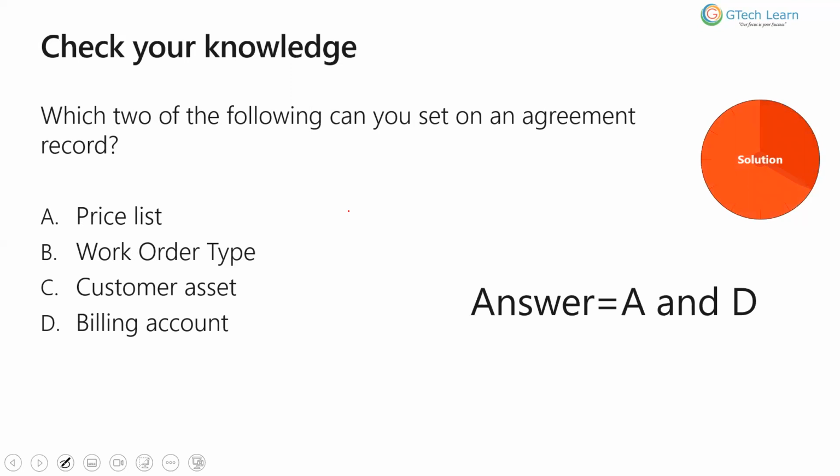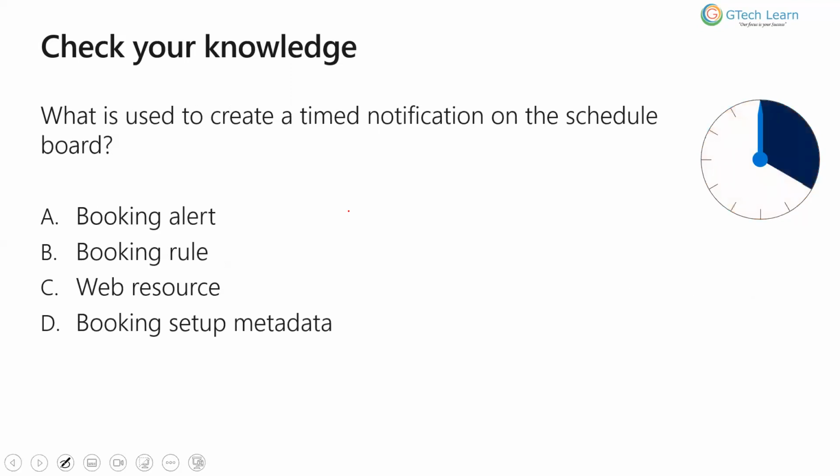Okay, so the correct answer is going to be option A and D. That means the price list and the billing account. Now we are having a next question in line.